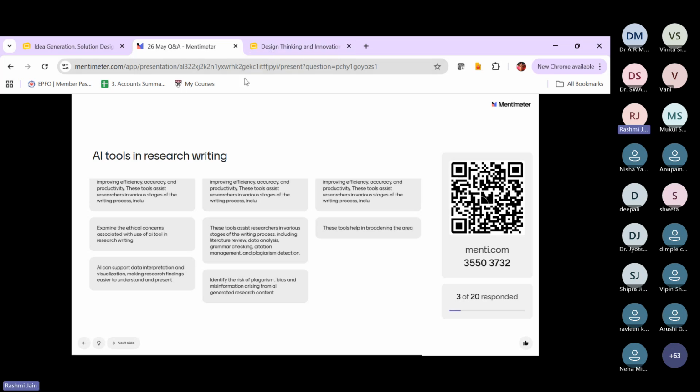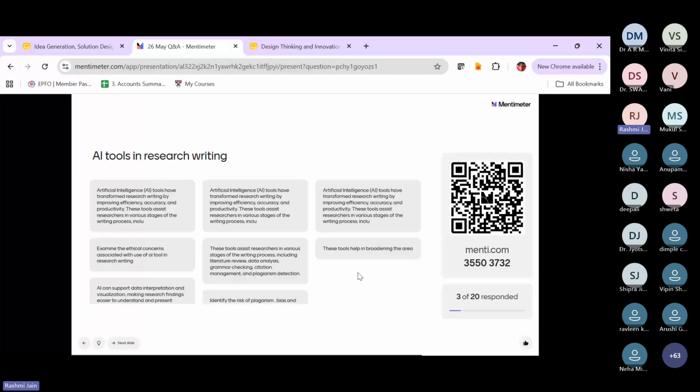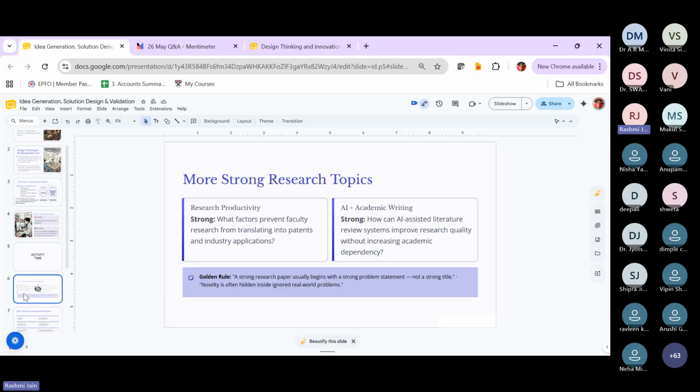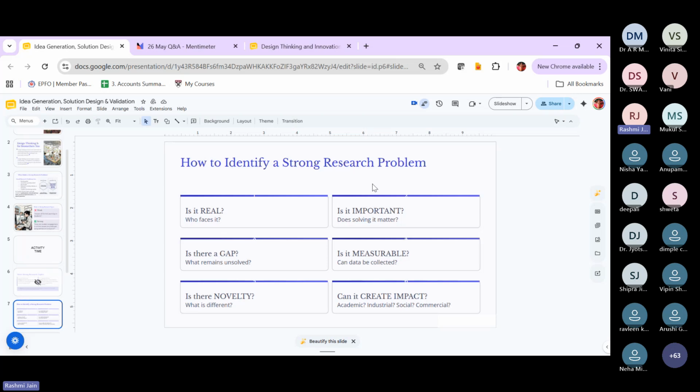No more responses. I think we shall close it now. So I would pick up this one. Identify the risk of plagiarism, bias, and misinformation arising from AI generated research content. Examine the ethical concerns associated with the use of AI tool in research writing. I think these are 2 points which have come out really well. So I kind of gave you some inspiration. So that's how you can just take inspirations and identify your areas, that how you want to create an impactful research studies.